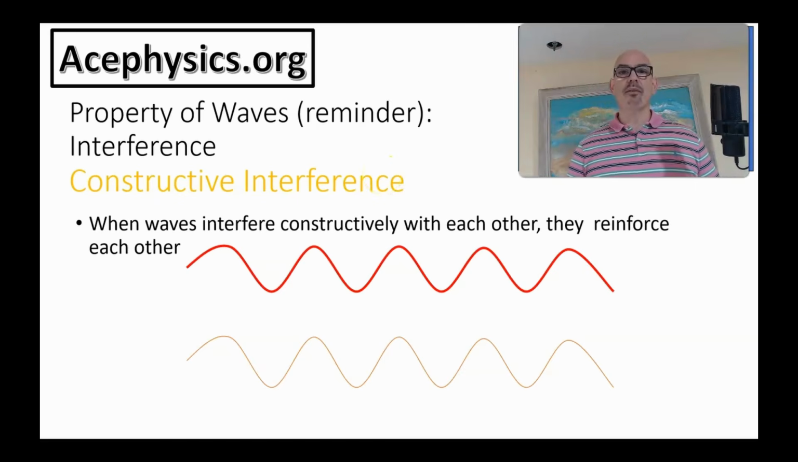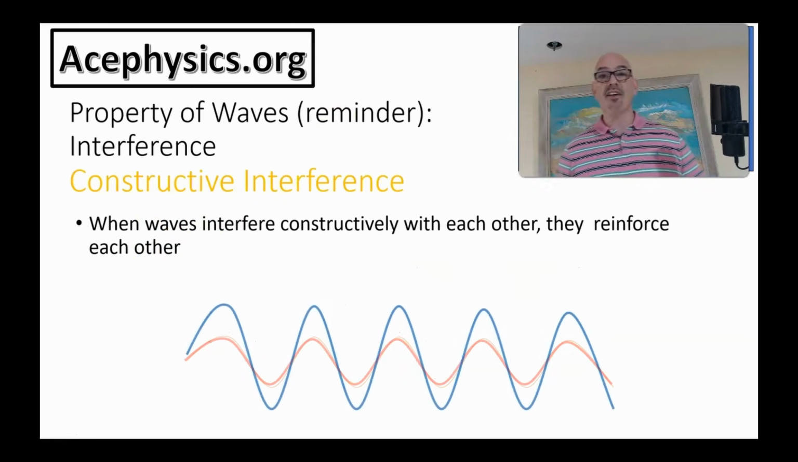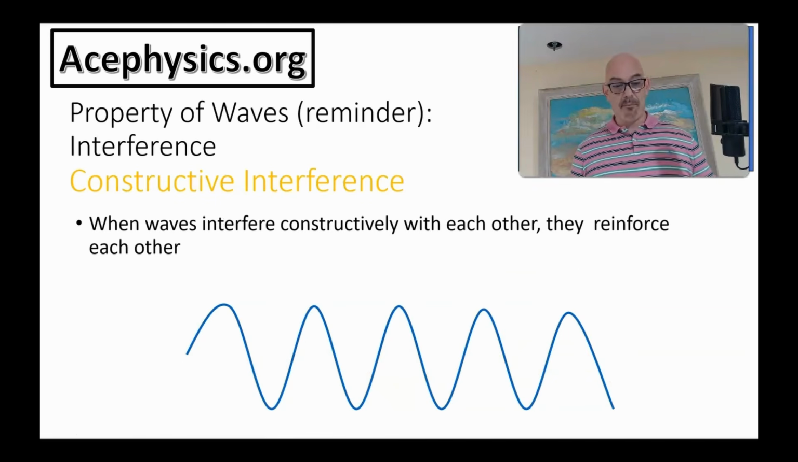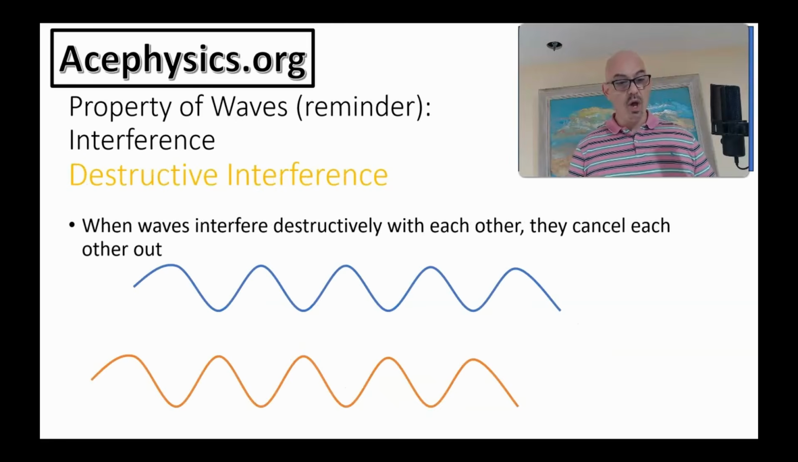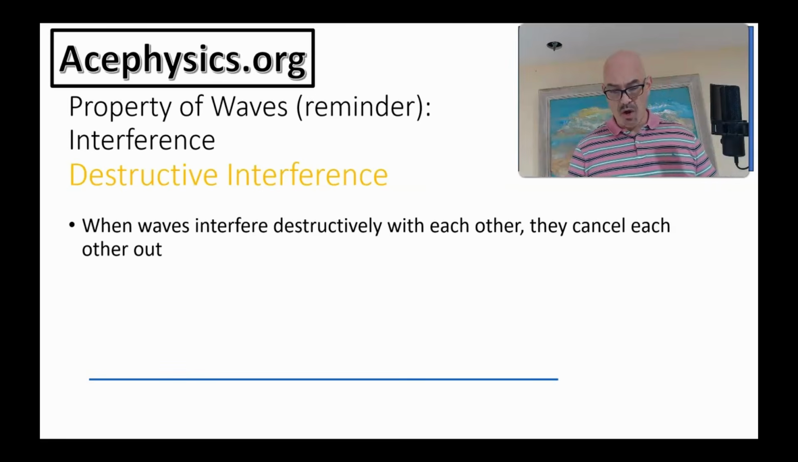I want to remind you of an important property of waves. Waves are the only objects in physics that can interfere with each other. This slide is an example of constructive interference. Constructive interference is when waves interfere constructively with each other and they reinforce each other. Waves can also interfere destructively, and on this slide, I have an example of destructive interference of waves. When waves interfere destructively with each other, they cancel each other out. Waves are the only things that interfere in physics.